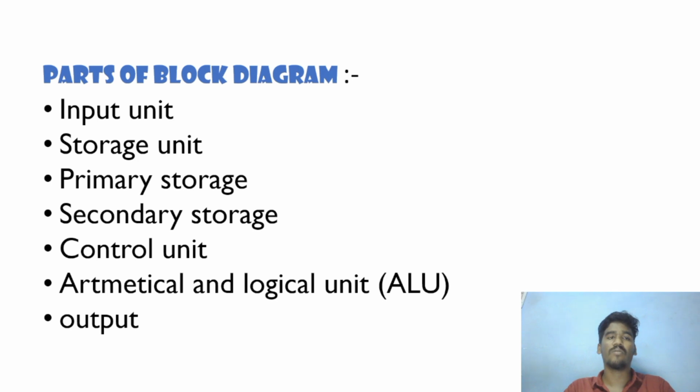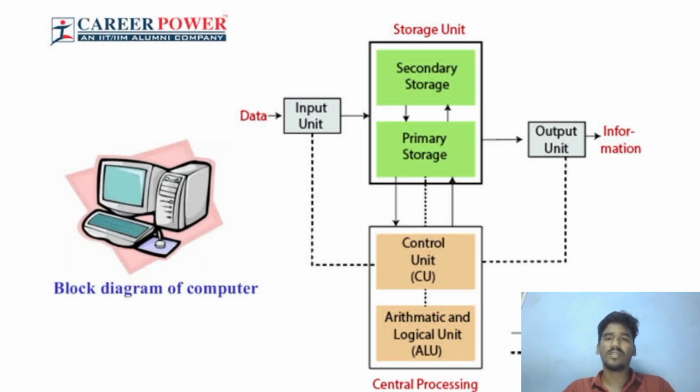Today we all know about the block diagram. These are the parts of the block diagram: input unit, storage unit, primary storage, secondary storage, control unit, arithmetical and logical unit, and output. This is the block diagram of a computer.